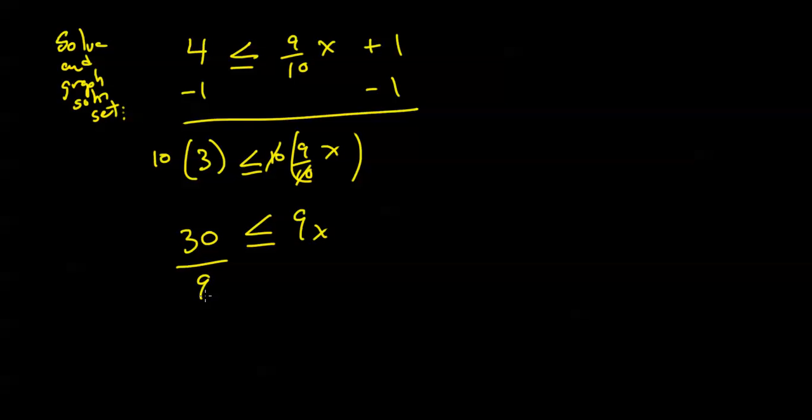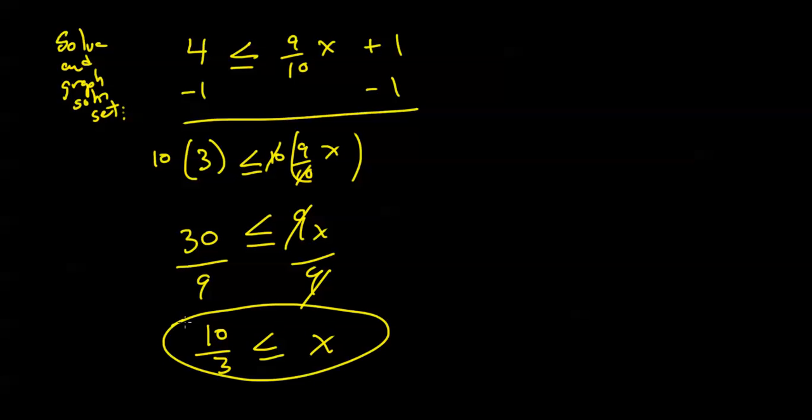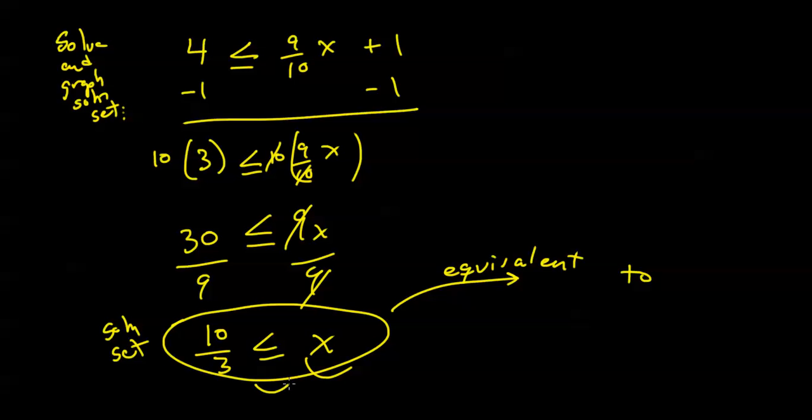I would then divide both sides by positive 9. Well, 30 over 9, that reduces to 10/3, does it not? 10/3 is on the left, and 9x over 9 reduces to x. Alright, so here is my solution set. 10/3 is less than or equal to x. This is equivalent to x greater than or equal to 10/3.